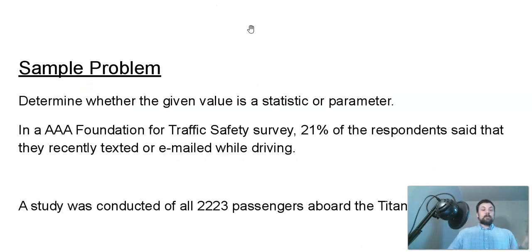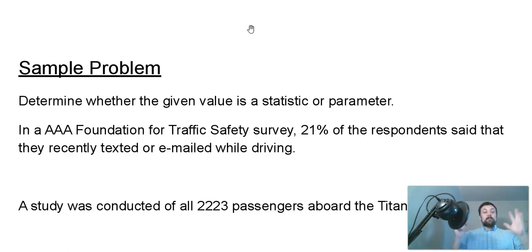All right, so let's take a look at some problems. Determine whether the given value is a statistic or a parameter. So remember, the key difference between statistic and parameter is that a statistic is a calculation from a sample, and a parameter is a calculation from a population. So in a AAA Foundation for Traffic Safety survey, 21% of the respondents said that they recently texted or emailed while driving. Right? So this was a survey which presumably was not collected from every driver.